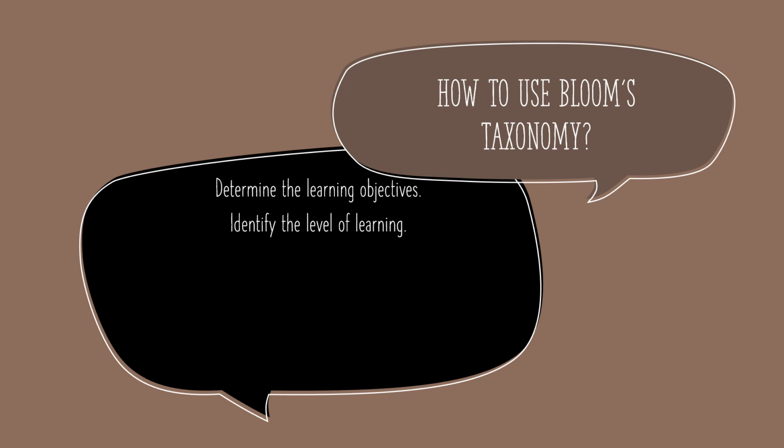Once you have identified the learning objectives, identify the level of learning required to achieve them. This can be done by consulting the levels of Bloom's taxonomy and selecting the appropriate level for each objective. Design learning activities that align with the level of learning required to achieve the objectives. Activities should be varied and should engage students in different types of thinking such as recall, analysis, evaluation, and creation.